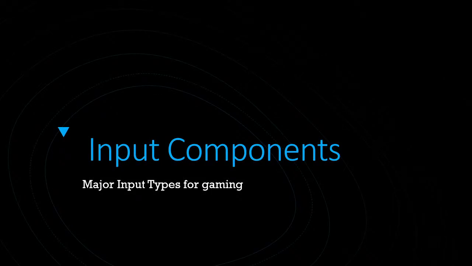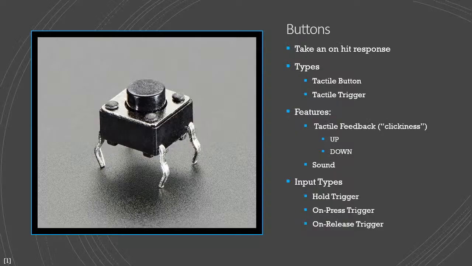So now we're going to talk about input components, specifically the basic components that build up almost all gaming controls. Obviously we're going to start off with the button, which takes an on-hit response. There are tactical buttons and tactical triggers. I'm going to be using the PS4 controller as a base, because I think they're really well designed, and they are what I use for most games.